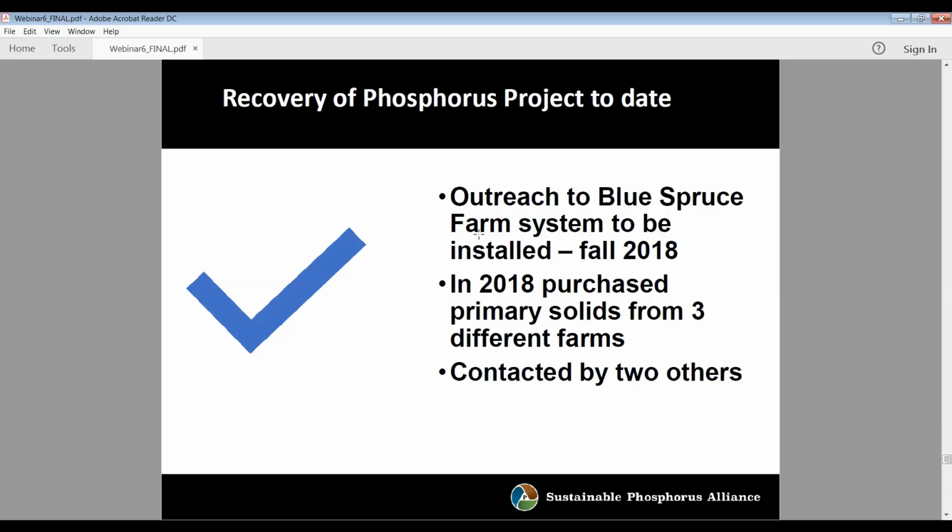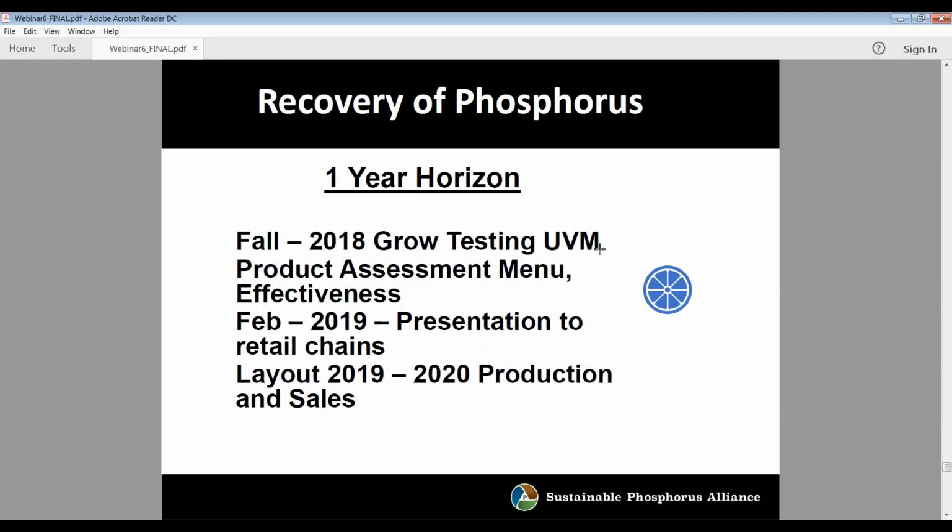In 2018, Magic Dirt was working with 3 different farms in state and collecting primary solids, and they've been contacted by 2 others, and that'll be an expanding network of farms, hopefully, that are working into that system. Right. In our 1-year horizon, it's actually spring 2019, we'll be grow testing at UVM. We'll be developing, I'll call it the menu, looking at the assessment of grow effectiveness, and what's done to develop that.